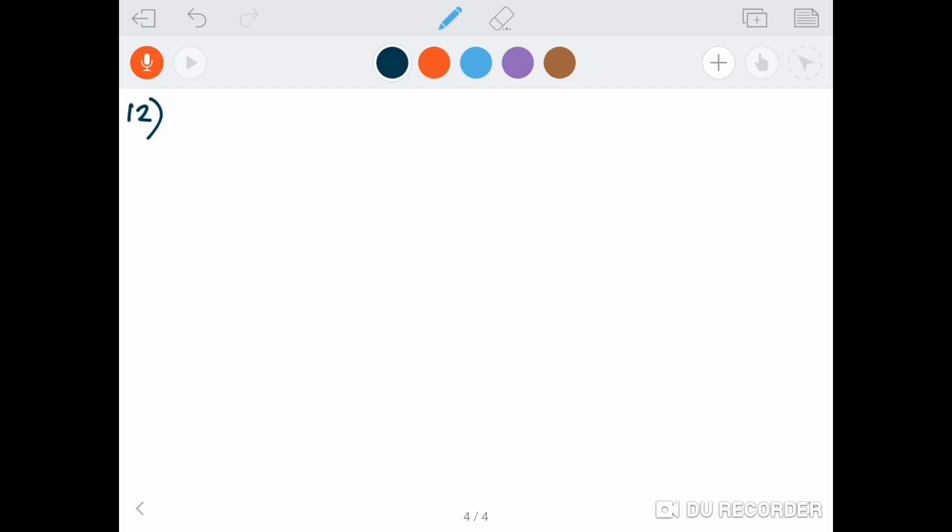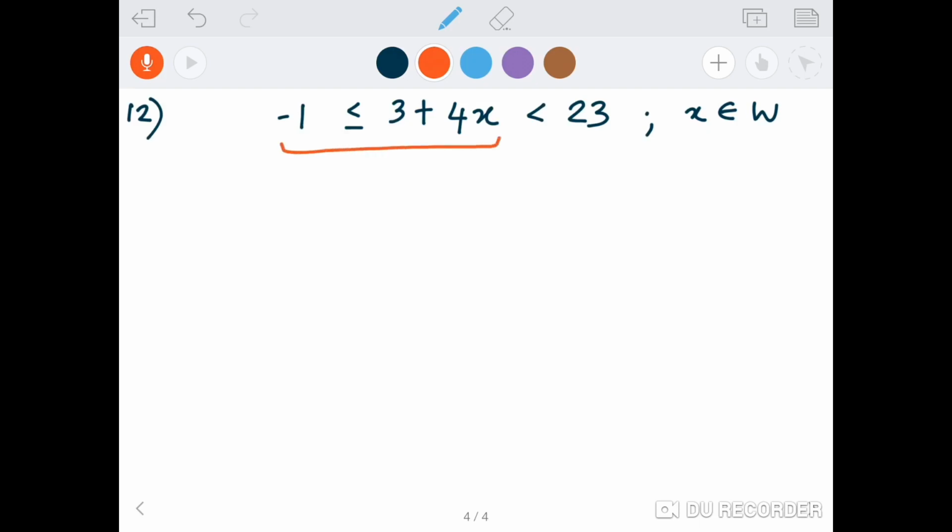Now that you have done that problem, I want you to use the same concept and finish off the 12th question. In the 12th question, again you have two inequality signs, but the only difference is here x belongs to whole numbers. In the previous case, it belonged to integers. And remember, when it belongs to whole numbers, you only have to consider positive integers including 0.